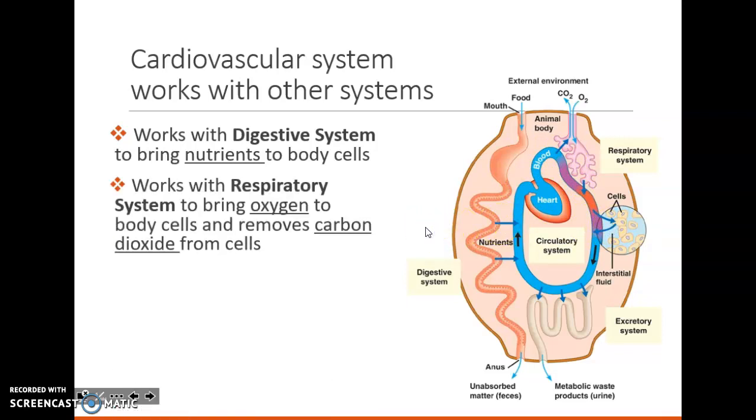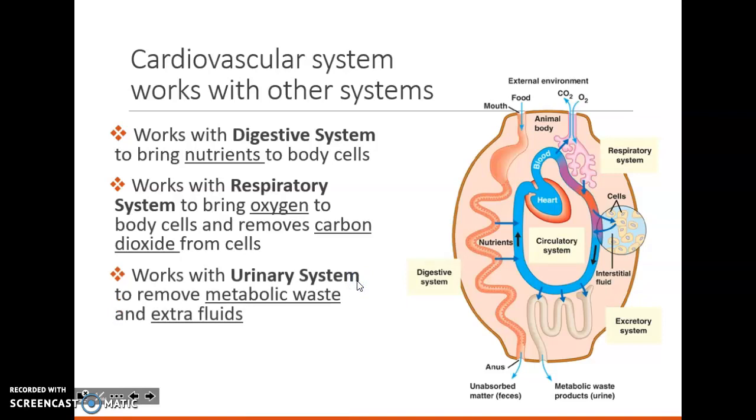The cardiovascular system also works with the respiratory system. As you can see, oxygen is going in, and it gets diffused into the blood, and it's brought to the cells so they can live and do cellular respiration and make ATP to fuel everything. They also remove carbon dioxide, so the waste gets picked up, goes through the whole system, diffuses into the lungs, and is breathed out.